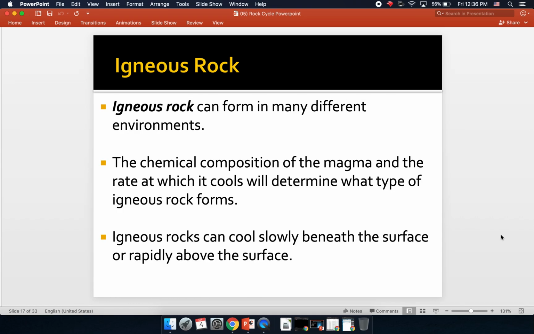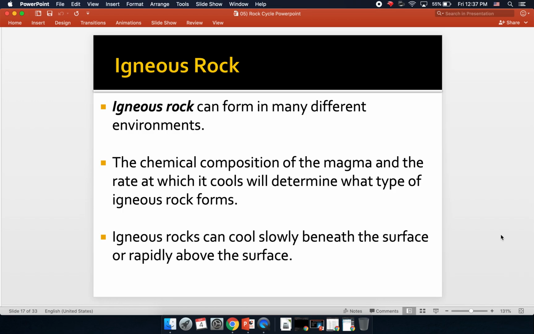Igneous rock can form in many different environments. You can have magma that's under the surface of the earth that happens to cool and harden. You can have lava that's above the surface that cools and hardens. You can have volcanic eruptions on the seafloor where as soon as the lava starts hitting water, it cools and hardens really quick. And those locations can affect what kind of rock forms. So the chemical composition of the magma, what the magma is made out of, and the rate at which it cools will determine what type of igneous rock forms.